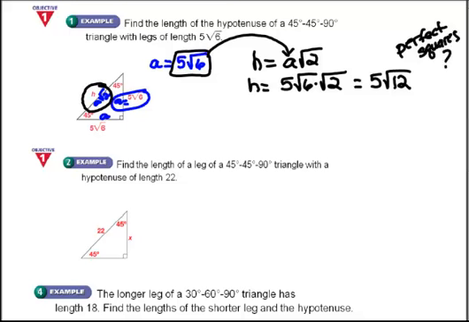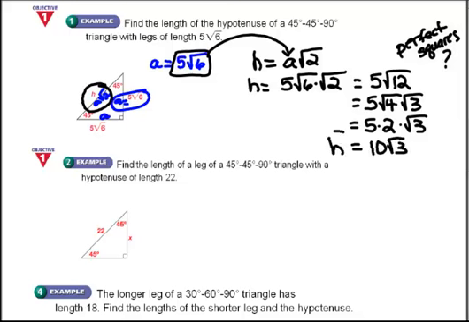Can you simplify this? Of course you can. There's a square root of 4 that comes out. So now I have 5 times the square root of 4, which is 2, times the square root of 3. Final answer, 10 square roots of 3. This is equal to my H. And I'm done with the problem.